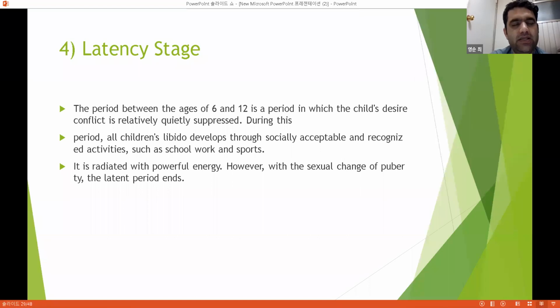Latency stage. Now we are going to the latency stage. The period between 6 years to 12 years is a period in which a child's desires and conflicts are relatively quietly suppressed. During this period, children's libido develops through socially acceptable and recognized activities such as schoolwork and sports. The powerful energy is radiated; however, with the sexual change of puberty, the latent period ends. This entire stage is called the latency stage, and it starts from age 6 to age 12 years.